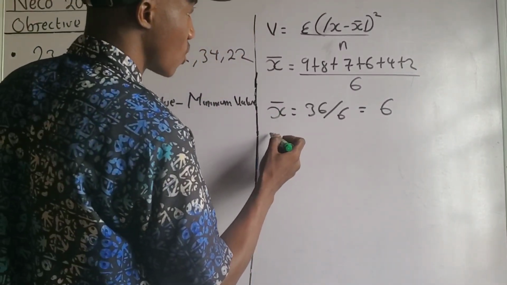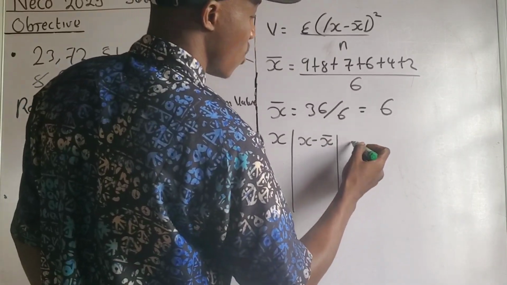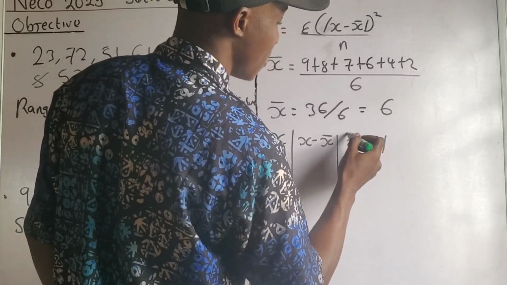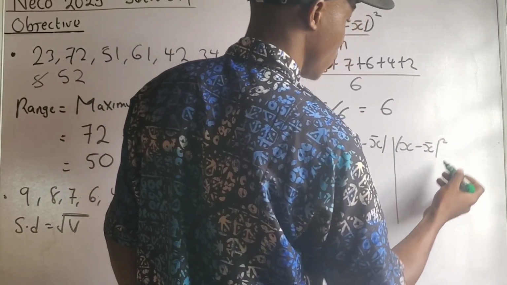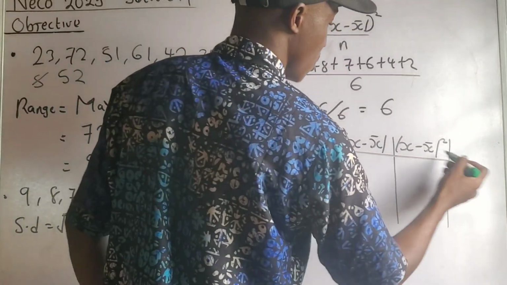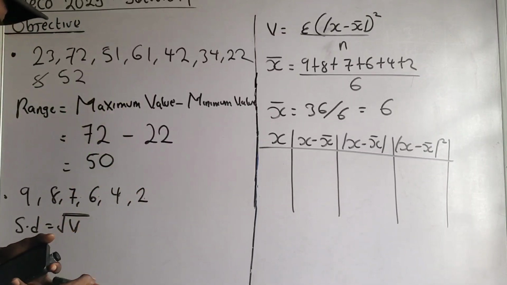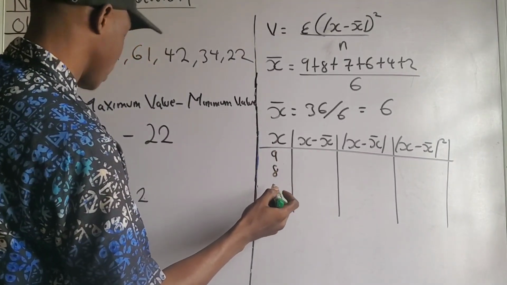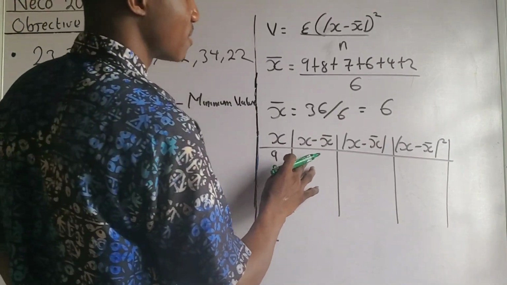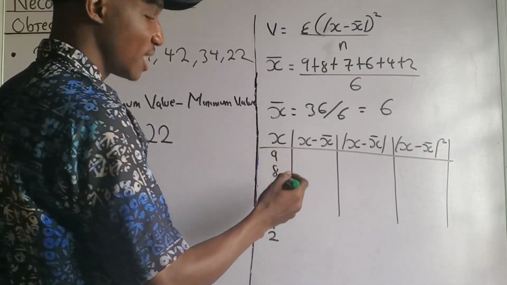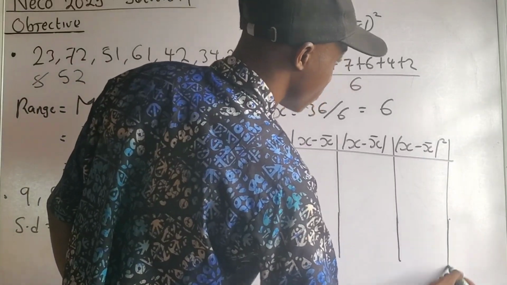So we can prepare our table. We are going to have x, x minus x bar, then the absolute value of x minus x bar, then the absolute value squared. The x are the samples that were given in the question, so we have 9, 8, 7, 6, 4, and 2. Then x minus x bar corresponds to each value of x minus the mean that you get.